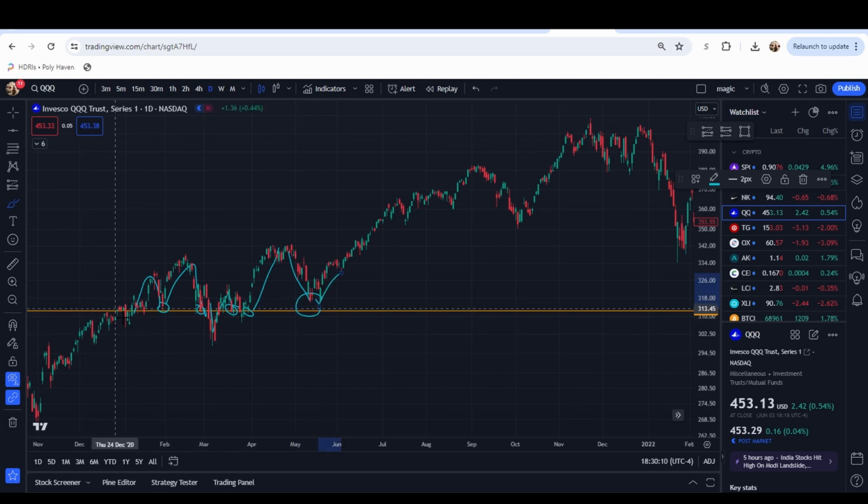This was once resistance, right? You see, price came up into this area, had 3 or more touches, right? Each candlestick counts as a touch, and then price broke above. So this is resistance becoming support.